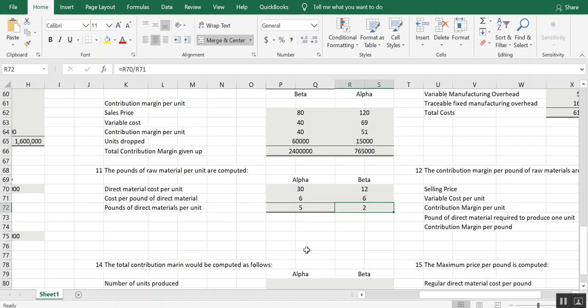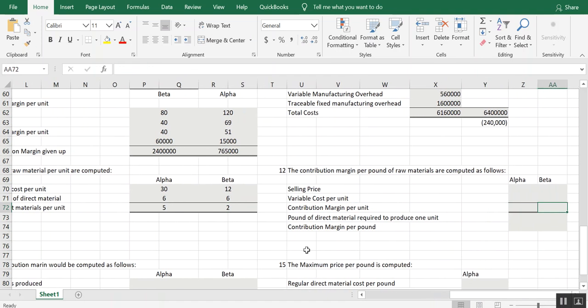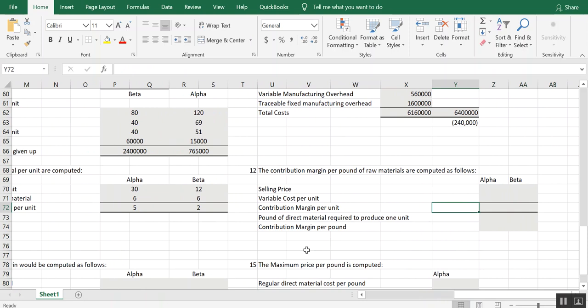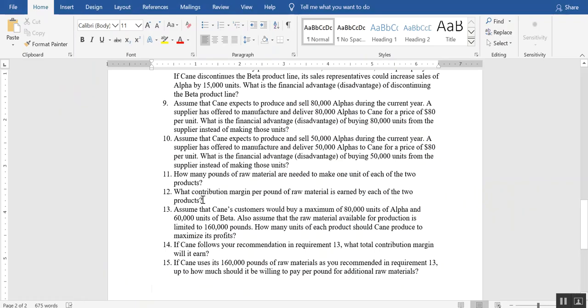Okay, so that's number 11. Now with number 12, we're getting into this idea that we're dealing with a constrained resource and this material. So we want to look at what the contribution margin per pound of raw material is. And that's what number 12 asks us. What is the contribution margin per pound of raw material earned by each of the two products?